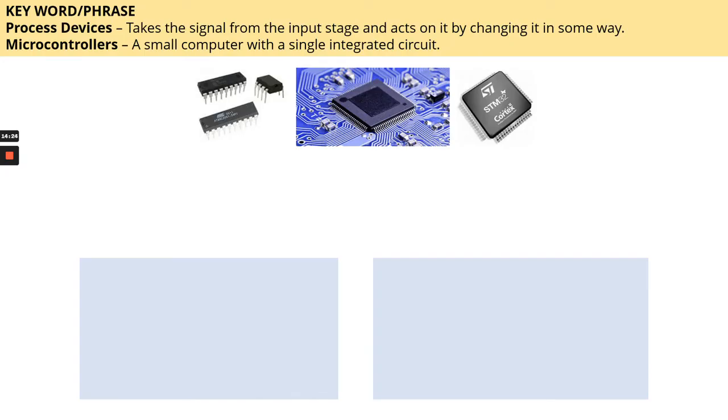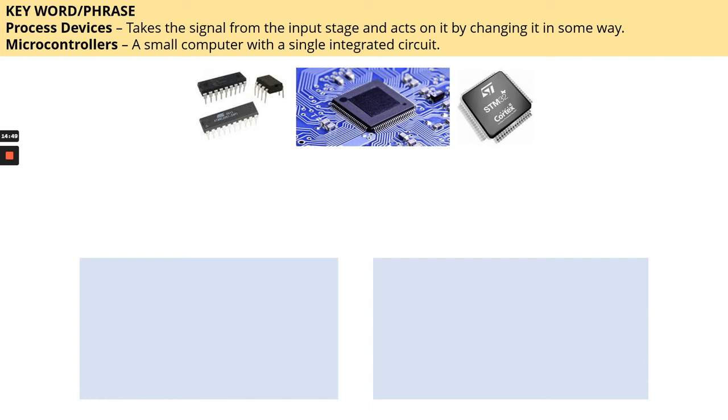Fantastic. So what are microcontrollers? They are basically a small computer with a single integrated circuit. So they're similar to a microchip. They are the brains of a system's approach to design. It's the brains of an electronic product, an electronic system.